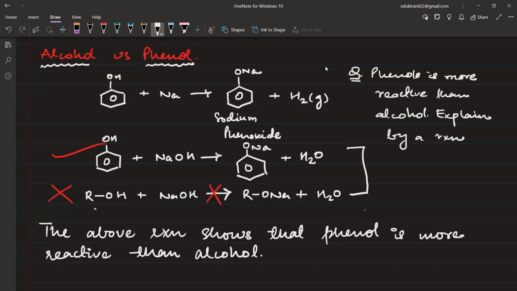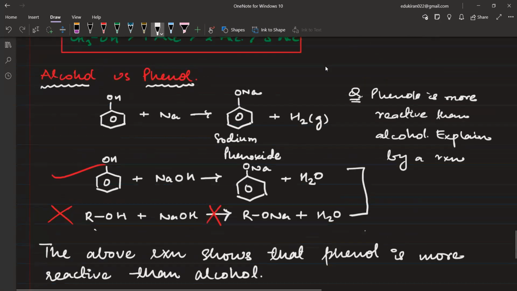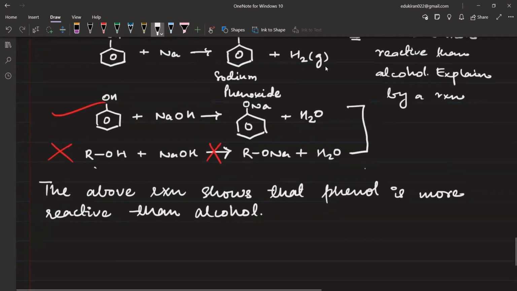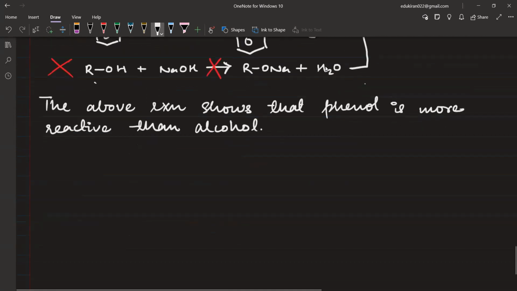Okay? With phenol you show a metal hydroxide, it shows reaction, but alcohol does not show. Then you will say that the above reaction shows that phenol is more reactive than alcohol. Okay? So this is the important point. This type of question comes in exam. Can I move on? Yes or no? Please tell me, guys. Let's move ahead to look at the reasons. Yes. Okay, now see.